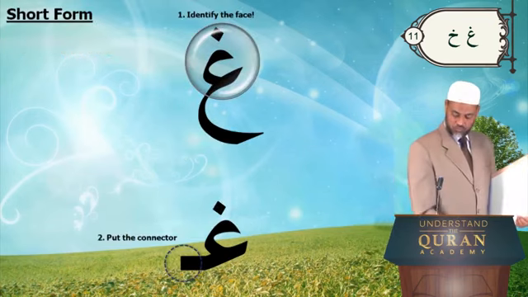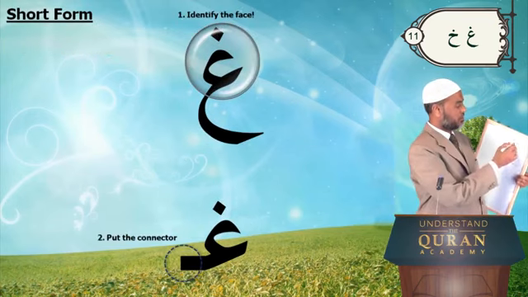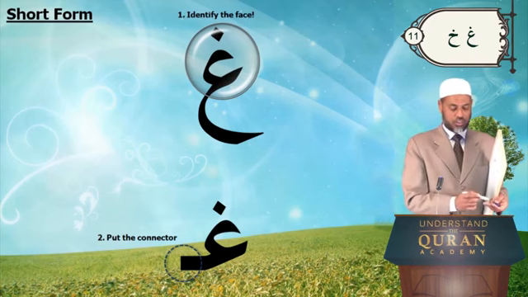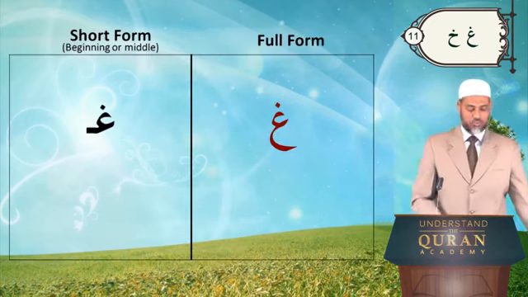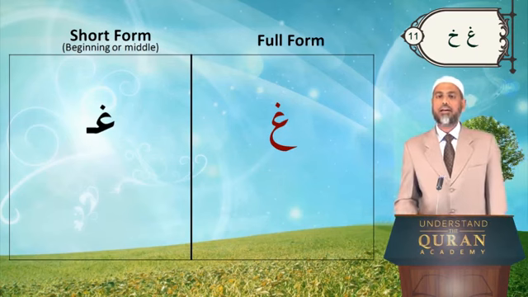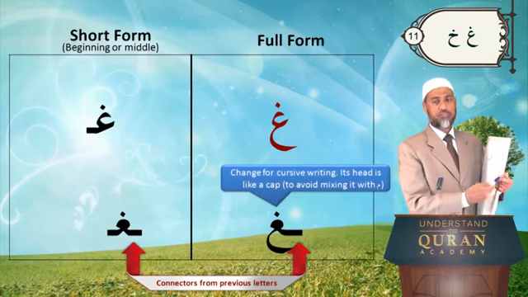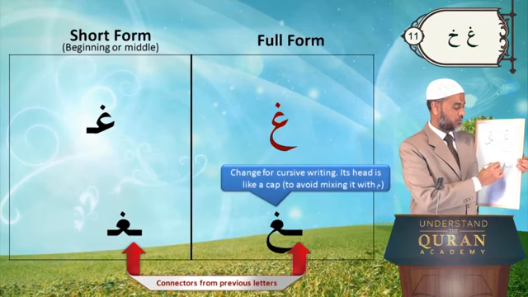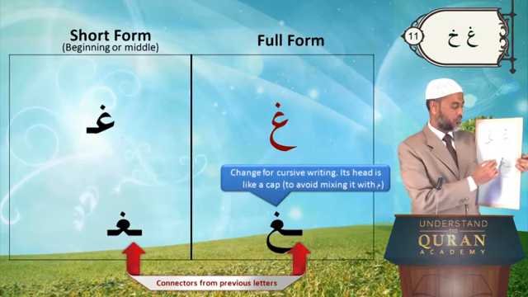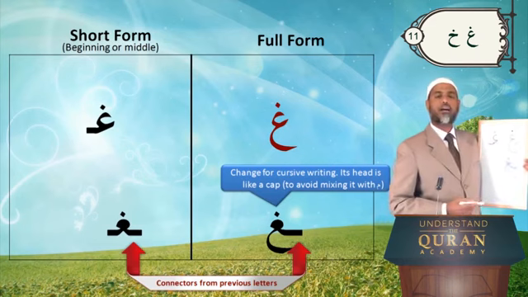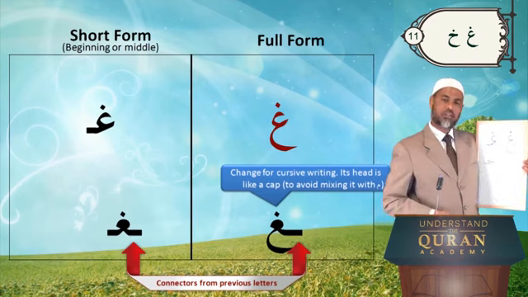And how do you get the short form? Well, the short form is to identify the face, that is the face, and put a connector. So that is the short form of Ghain. What you see there is the full form, the short form, and the short form with connectors. And remember, just like Ain, because the shape is the same, you have the Ghain there. The change is here, it becomes a triangle. Just for cursive writing, you don't have to lift the pen and put the dot there. Similarly, in between, it is like that.